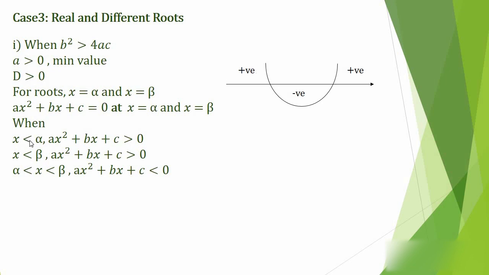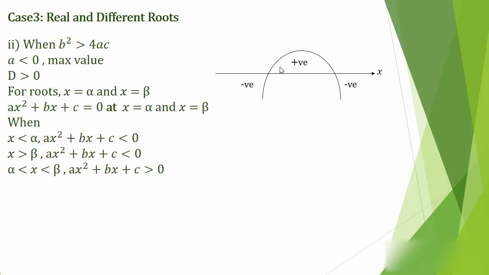So when x is less than alpha, that's to this region here, assuming that here is alpha, we have that ax squared plus bx plus c is greater than 0. When x is greater than beta, assuming that we have beta here, in this region, we have that ax squared plus bx plus c is greater than 0, meaning that it's positive. And right here in the middle between alpha and beta, we have a negative value because the curve is beneath the x-axis, and we have that ax squared plus bx plus c is less than 0.